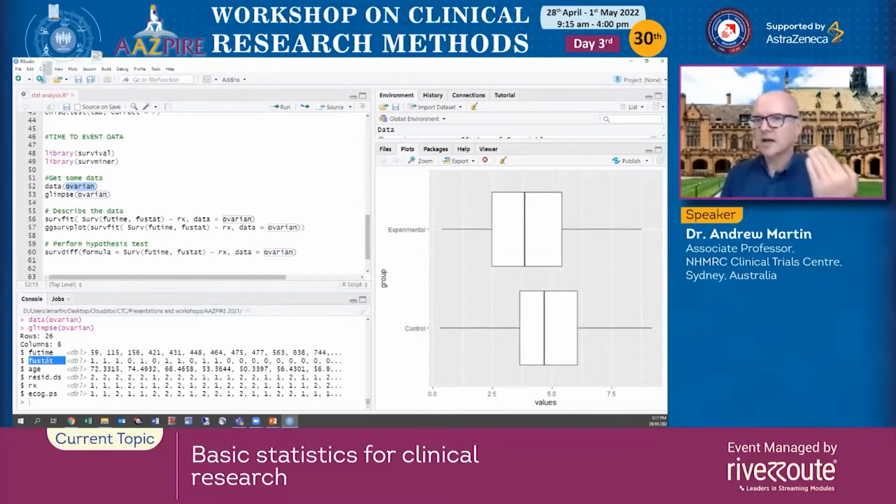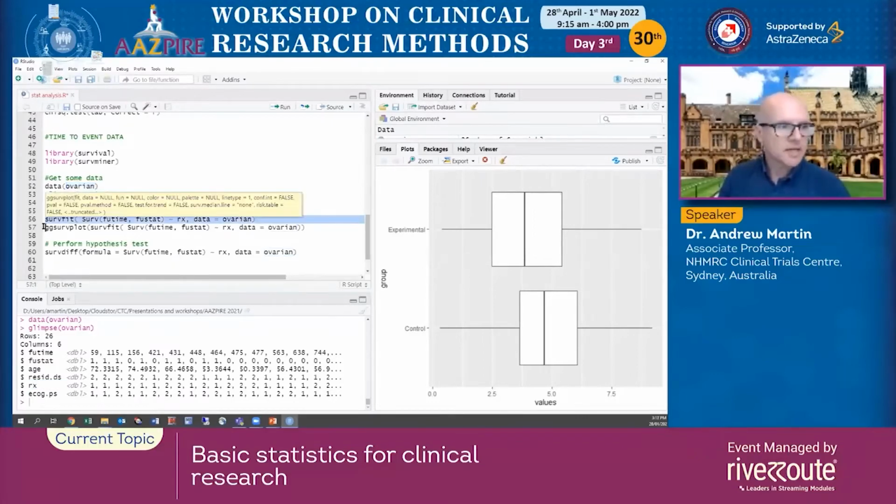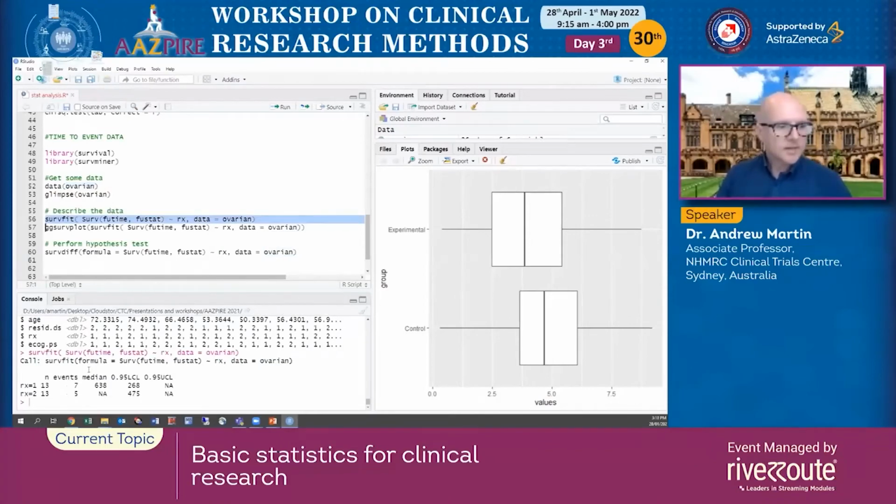There's the time that's elapsed, and then a censoring indicator where 1 is conventionally used to indicate that an event of interest has occurred, and 0 to indicate that the event has not been observed to occur. We've also got in the data set a treatment group which is coded 1 or 2, 1 for control, 2 for intervention. So we can begin by describing the data, and we can see that yes, there are 13 in each group, that there are 7 deaths in group 1, 5 deaths in group 2.